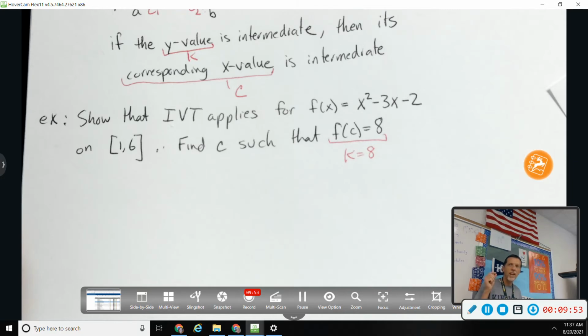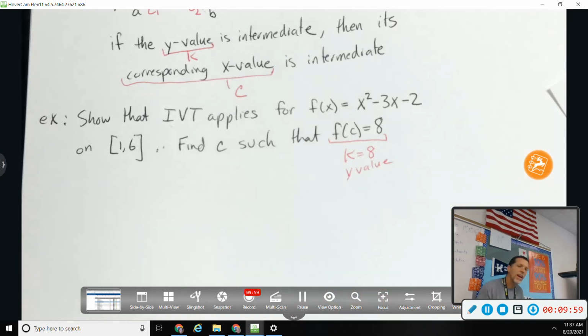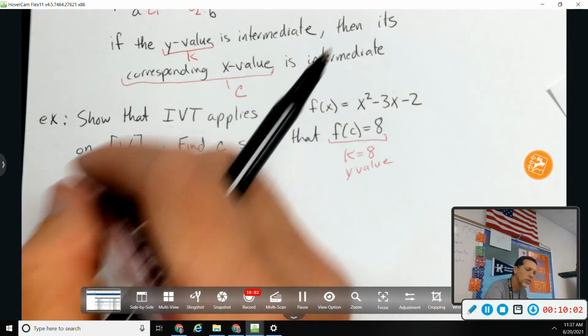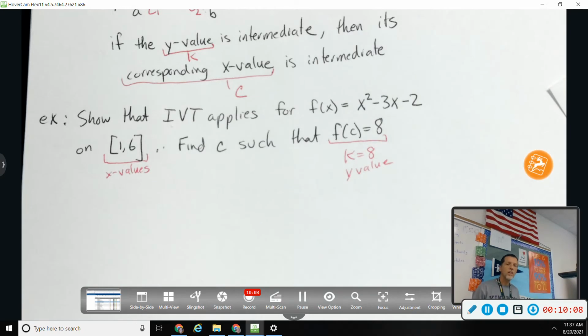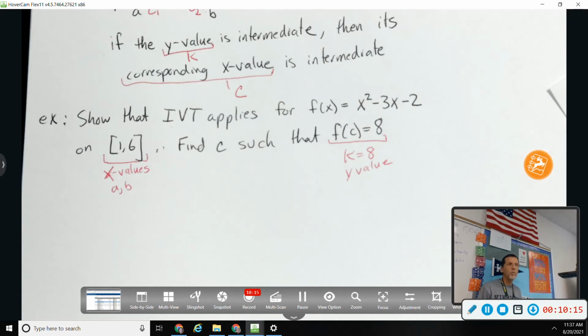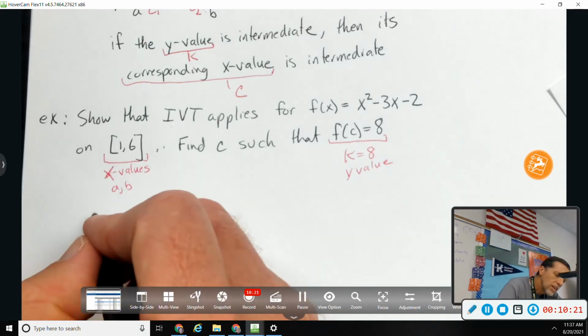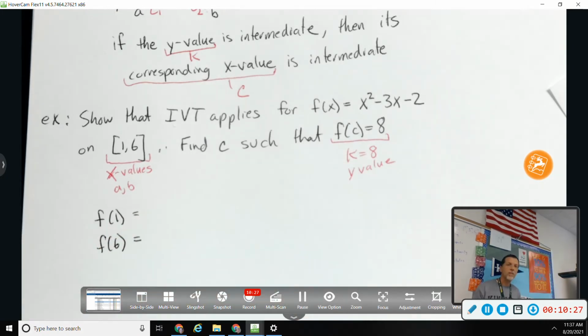So we need to make sure that 8, this is the y value, right? Yes. 8 is between, whoops, we don't have the two y values. We have x values. We have the x values of our endpoints, a and b. How can we find the y values of the endpoints? Just plug them in and see what we get. So I need to find f of 1 and f of 6, because those will be the y values. And then I will see if k is in between f of 1 and f of 6. And if it's in between, then this problem is going to work.